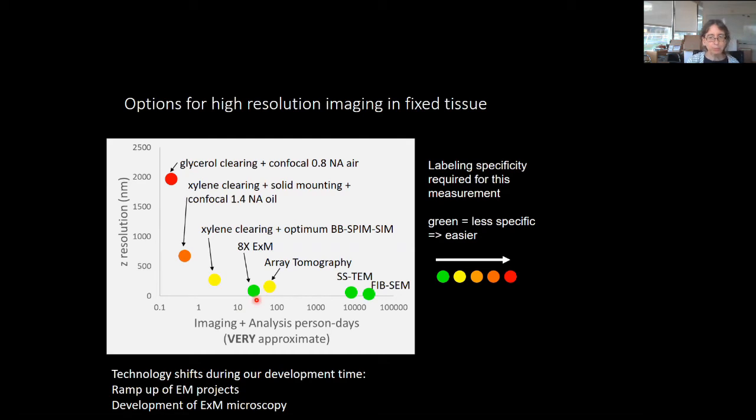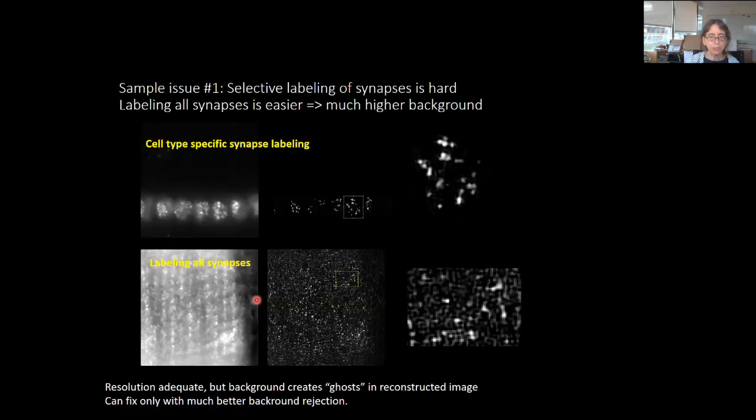But I'm just going to show you what problems we run into with the Bessel Beam SPIM scope if we try to do less specific labeling. And I'll run through this pretty quickly. The top row here is with our cell type specific labeling, no background. And so we're able to make pictures of the synapses that are very clear with very little background ripple to confuse counting. And if we try to label all of the synapses, which is on the bottom row here, we're still able to reconstruct it.